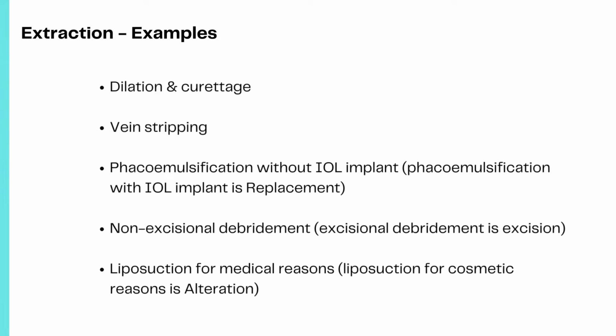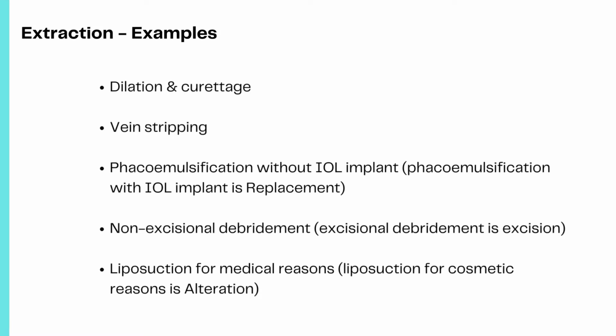Now, these are examples of procedures that fall into the root operation of extraction: dilation and curettage or D and C, vein stripping procedures, phacoemulsification without intraocular lens implant. Remember, phacoemulsification is a modern type of cataract surgery in which the eye's internal lens is emulsified with an ultrasonic handpiece, and the lens is aspirated from the eye. So this is basically cataract surgery.